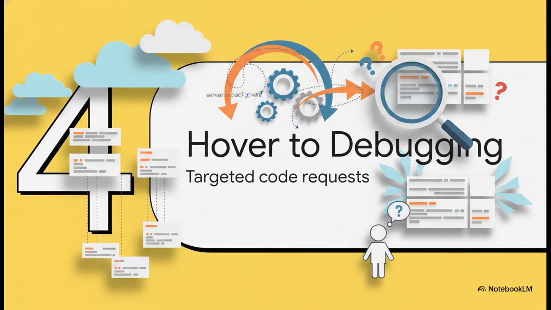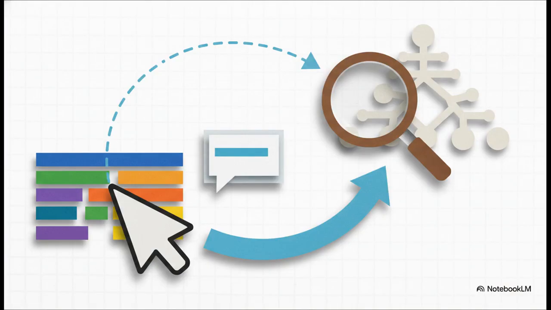Section 4. From hovering to debugging. Targeted code requests. So we've talked about how the editor pushes state to the server in the background. But what happens when you, the user, actively ask a question? Let's say you hover your mouse over a function to see its documentation. The editor doesn't actually look up the docs itself.